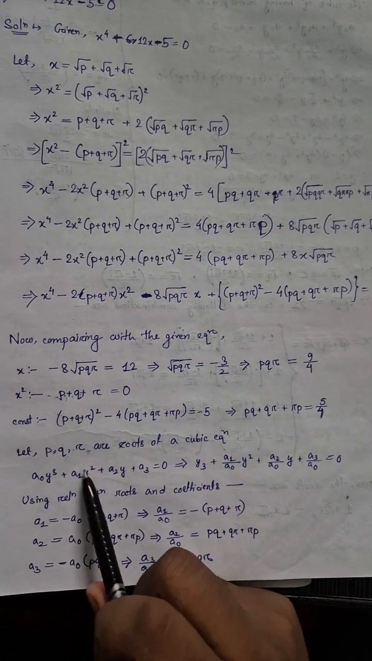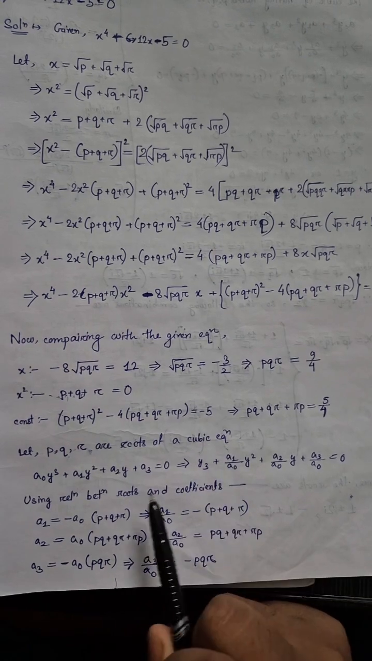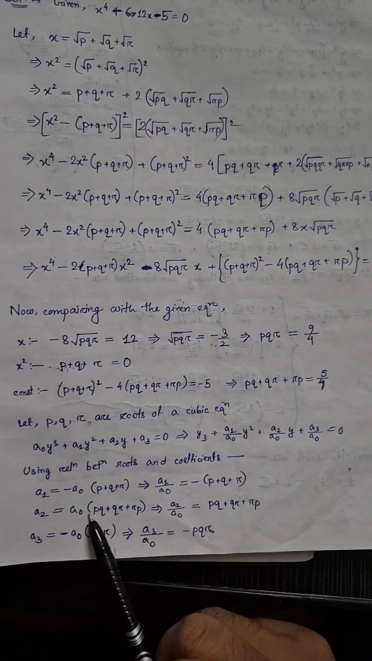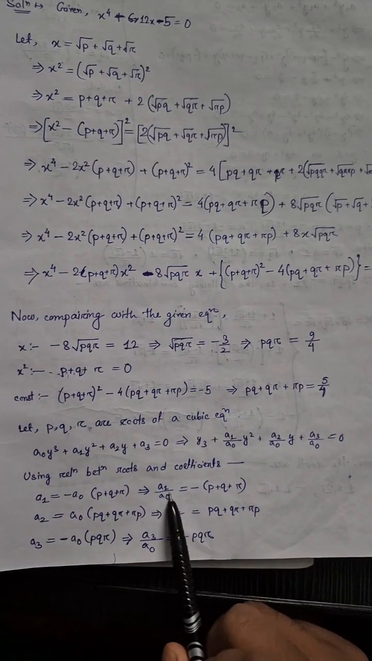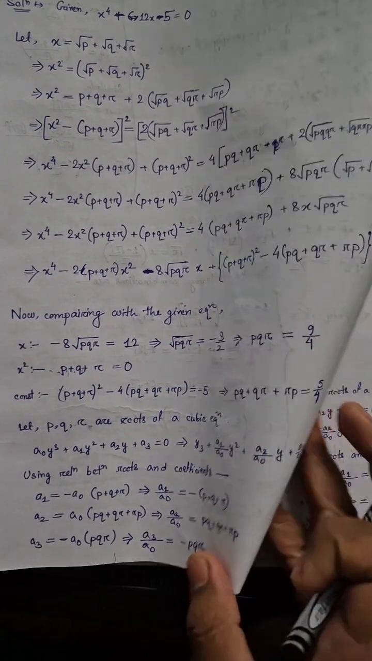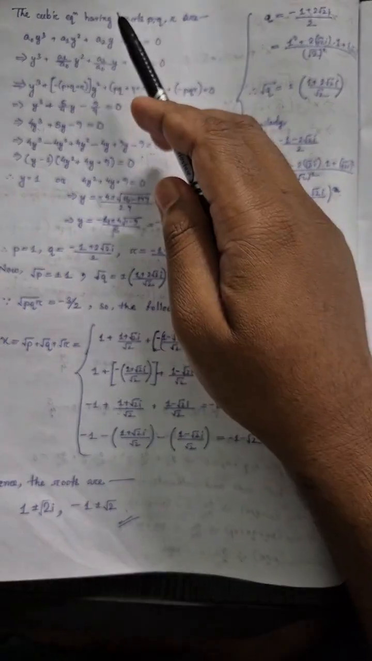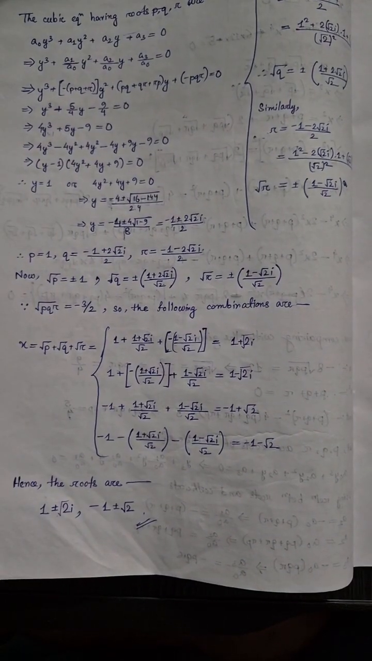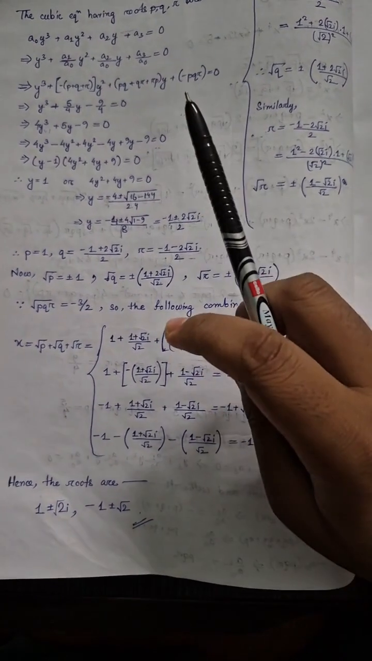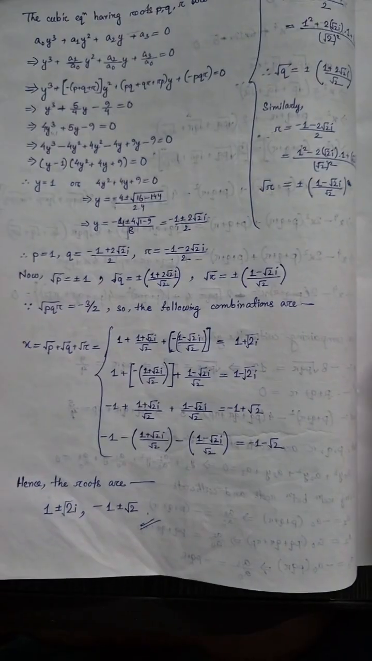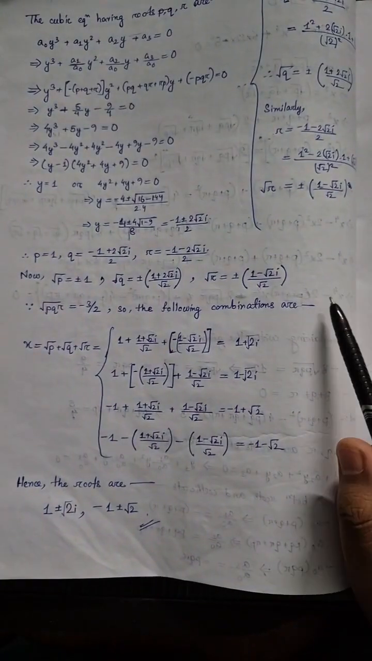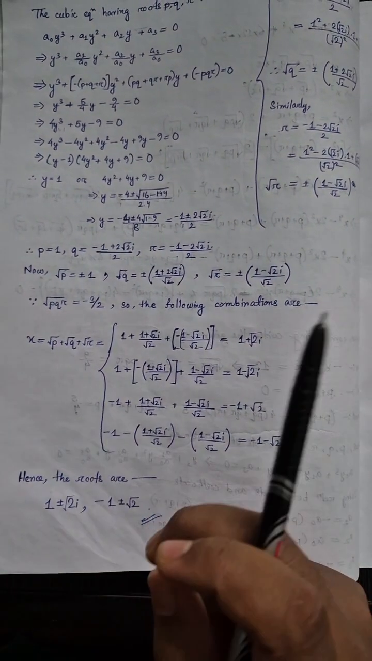Again we assume p, q, r be the roots of this cubic equation. So using relation between roots and coefficients, we can write it like this. Now the cubic equation having roots p, q, r will be y cube minus a1 by a0 y square plus a2 by a0 y minus a3 by a0 equal to 0. Then by substituting the values of this, we get a quadratic equation. Then by solving the given quadratic equation, we get the values of p, q and r.